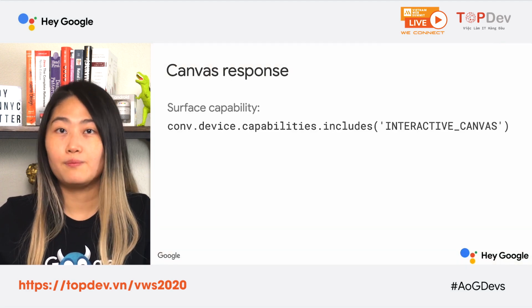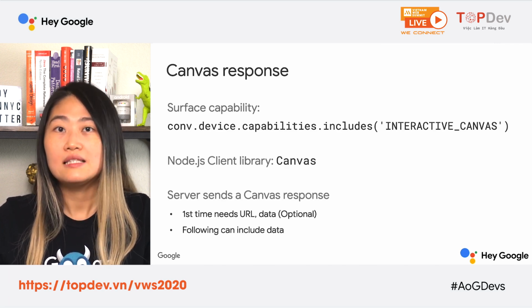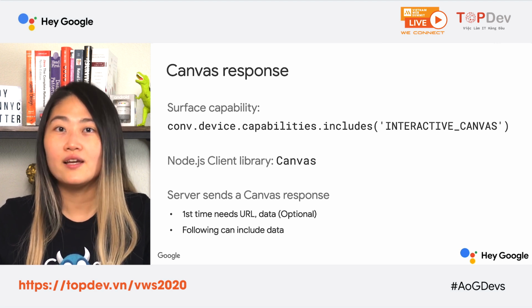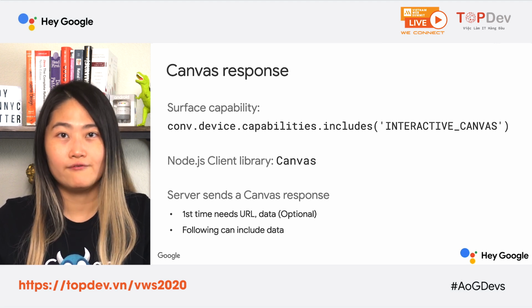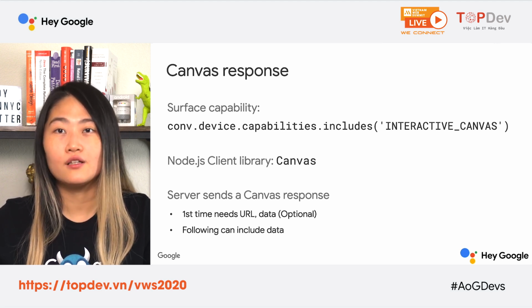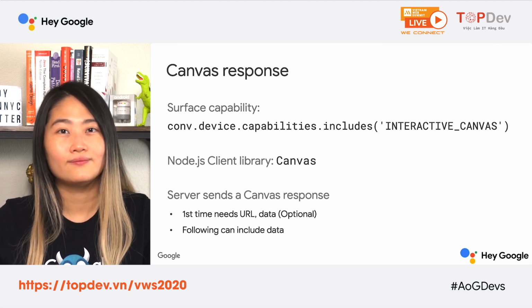Canvas is currently supported on smart displays and Android phones. So, this means before you send back a Canvas response, check the client's device to see if it supports Canvas. We do this by checking if the device capabilities include Interactive Canvas, as shown on the screen.